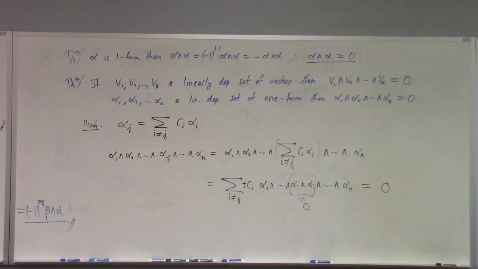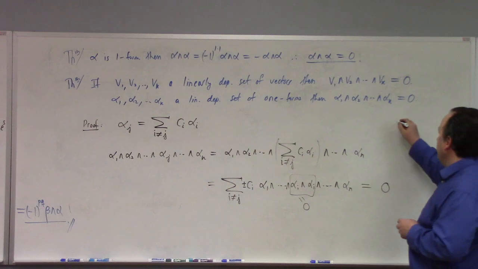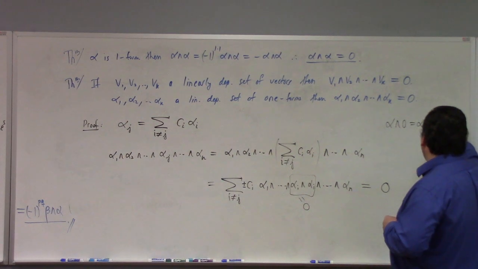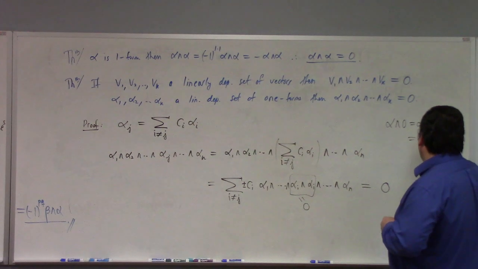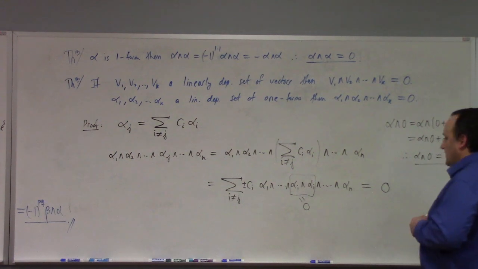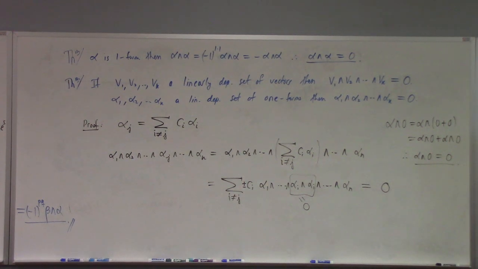That follows from distributivity, right? Like if I have alpha wedge 0, that's alpha wedge 0 plus 0, which is alpha wedge 0 plus alpha wedge 0. So therefore alpha wedge 0 is, well, 0. You might recognize this argument. It's the same argument I gave you to show you the linear transformation acting on 0 is 0. It's the same stupid argument. The wedge product of 0 is 0. Follows from distributivity.